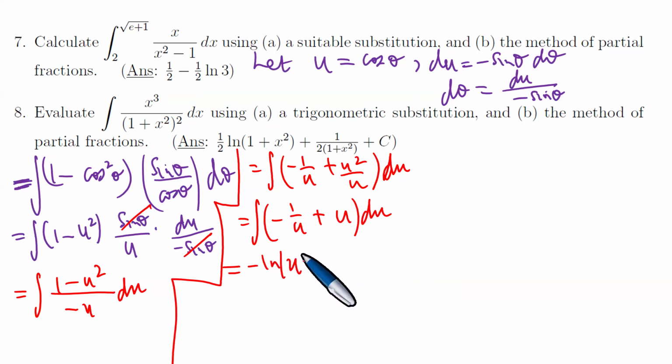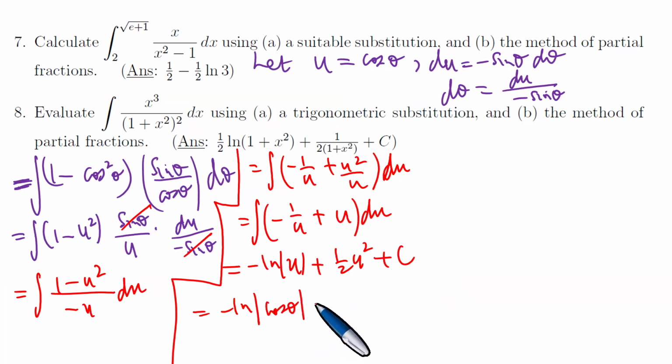Minus the natural log of the modulus of u, half u squared plus c. Minus the natural log of u, and u is cosine theta, plus 1/2 u squared, which is cosine squared theta, plus c.